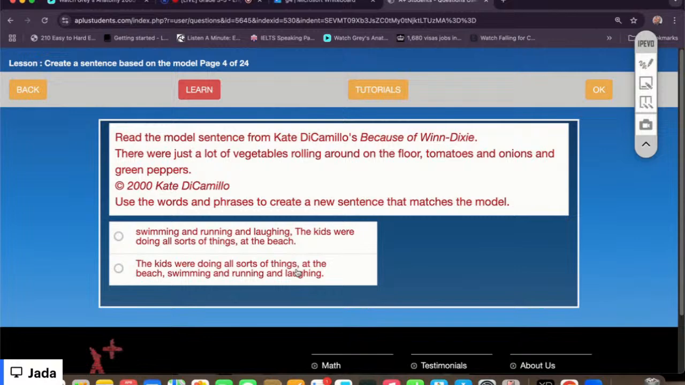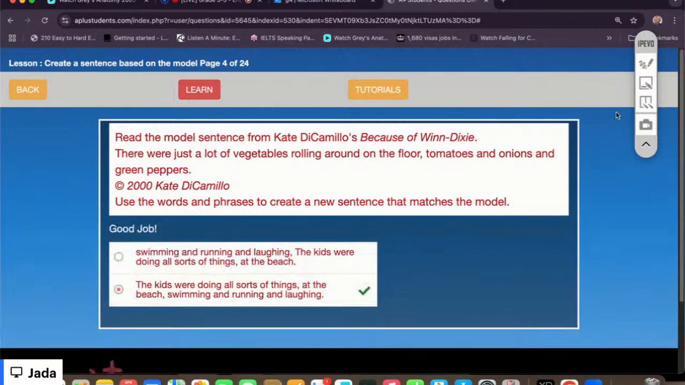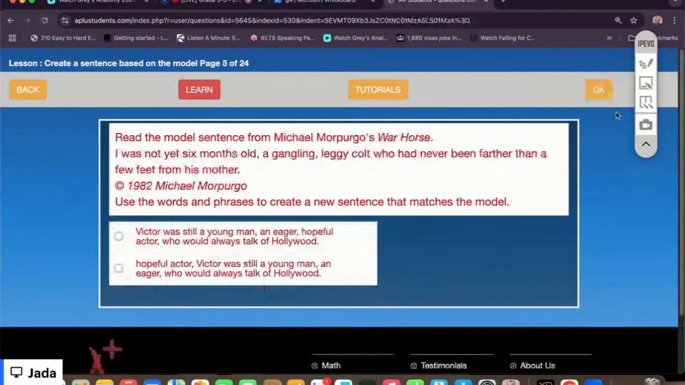All right, so we have the second. I was not yet 6 months old, a gangly, leggy colt who had never been farther than a few feet from his mother. First or second?